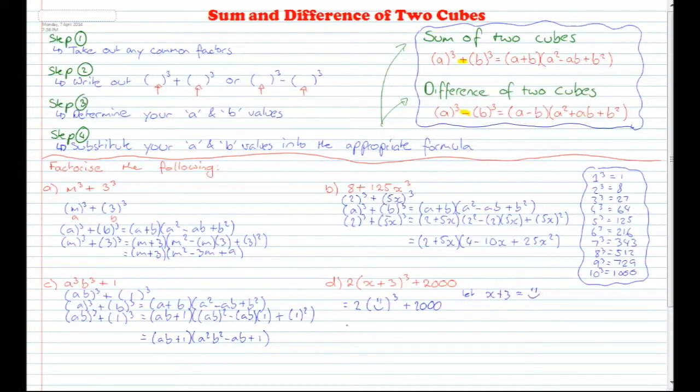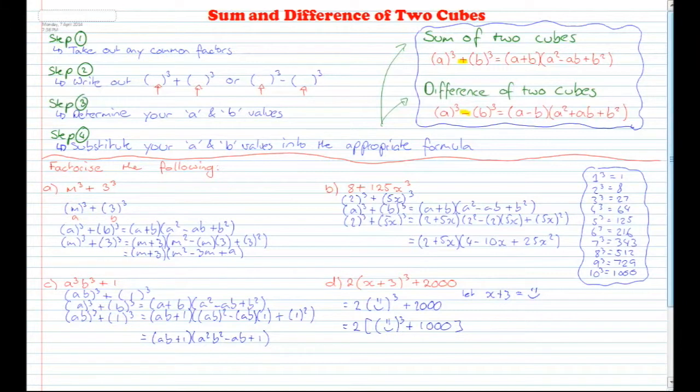Alright? So now once we've done that, what we're going to look for is common factors. Now, are there any common factors between this? Well, yes, there are. We can see that 2 goes into both of these. So we're going to take 2 as a common factor. So we've got 2 bracket smiley face cubed plus 1000.